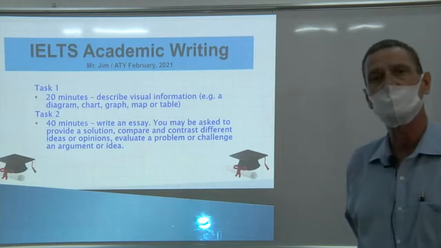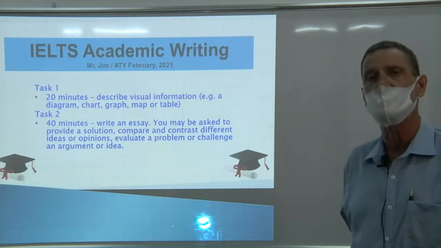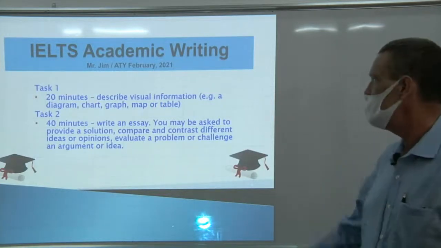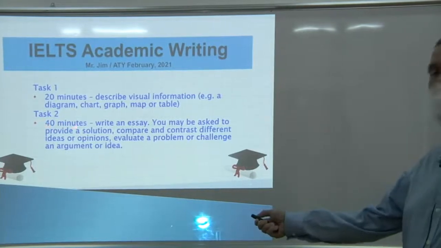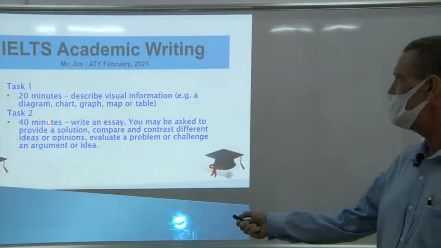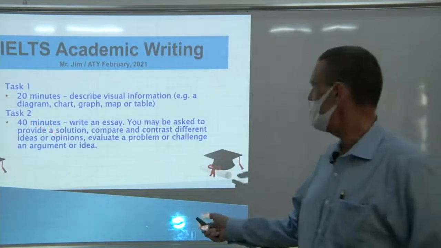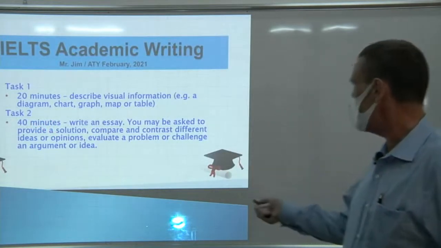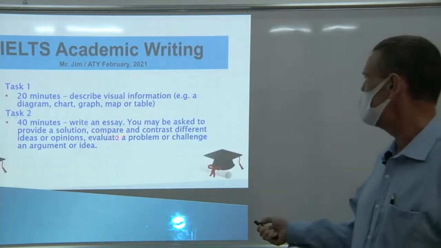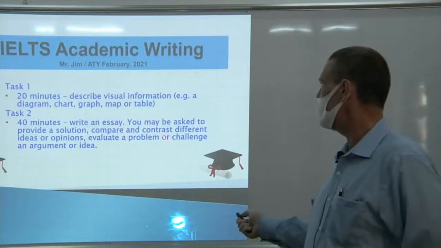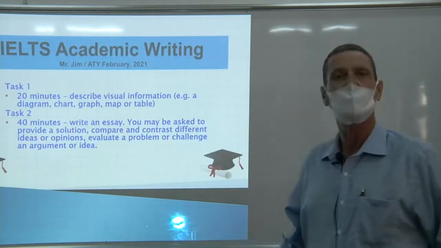Task 2 on the writing exam is worth twice as many points as task 1. So we suggest that you spend 40 minutes on task 2. And here you're going to write an essay. And you may be asked to provide a solution. Most often, compare and contrast different ideas or opinions.